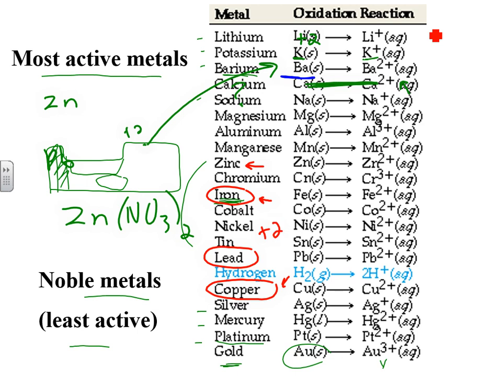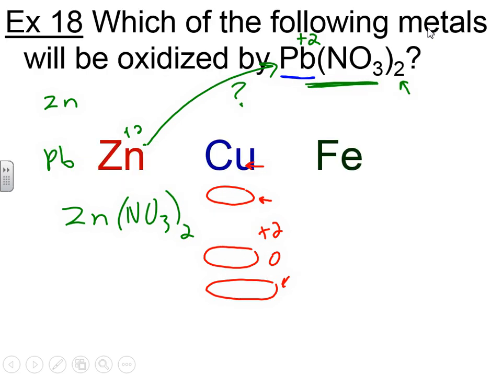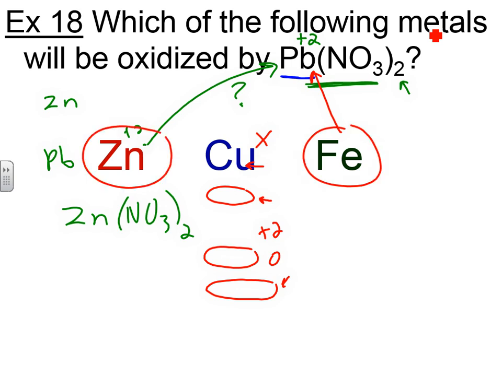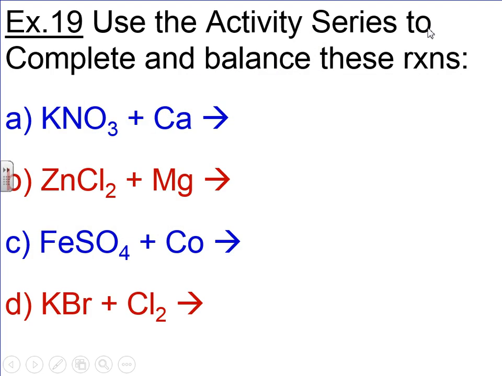So in the case of this reaction, lead can be replaced by iron, but not by copper. Iron can come in here and replace lead, but copper cannot. That's the idea, so hopefully this makes sense. In this case, the answers are zinc and iron. Alright, let's go ahead and do a few reactions using the activity series, and then this will complete the lesson for us. We'll use the activity series to now predict whether these reactions will take place.